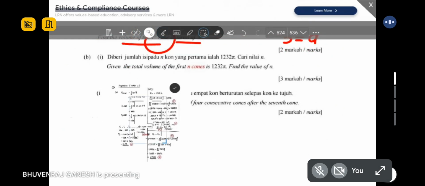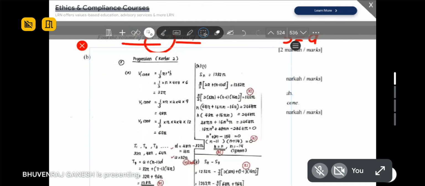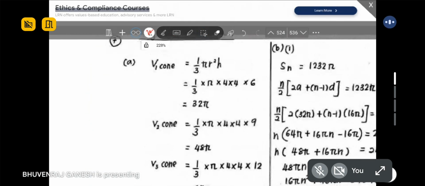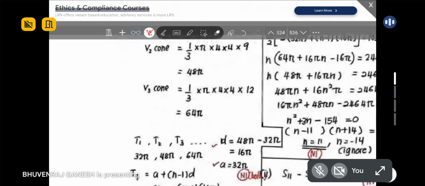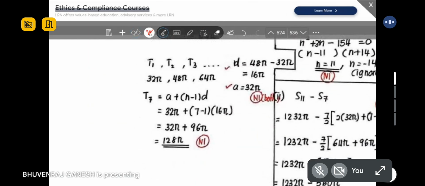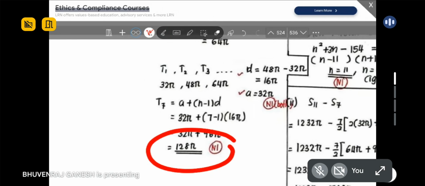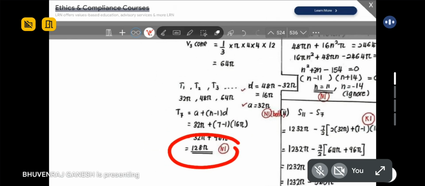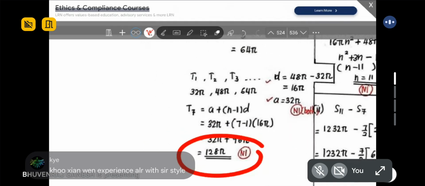So you should have 64 pi as your final answer over here. Okay, sorry, 128 pi. This one over here. They use a longer method, but it's still the same answer. Jawapan sama. Okay? Understand, guys? Are you all clear? Jelas?